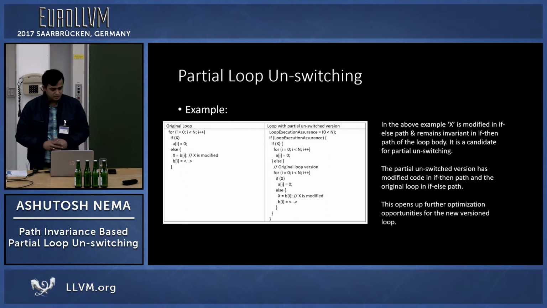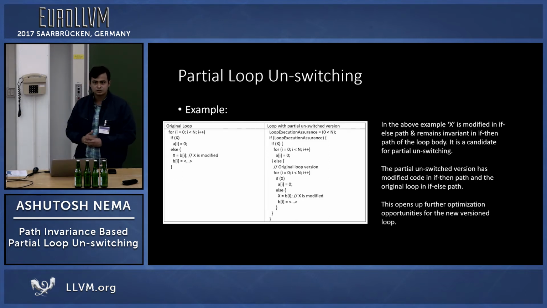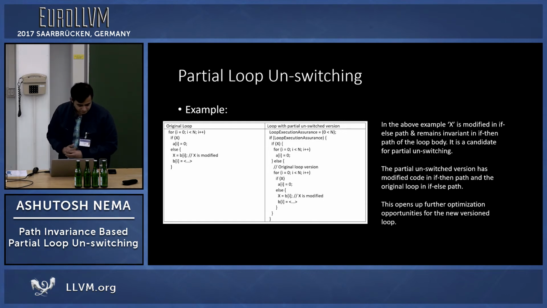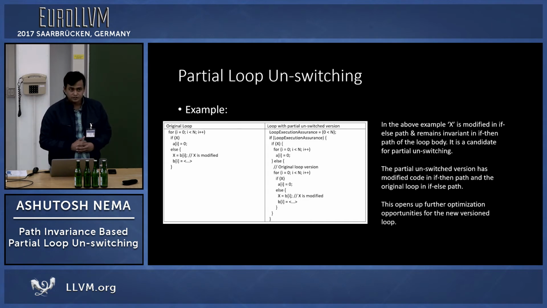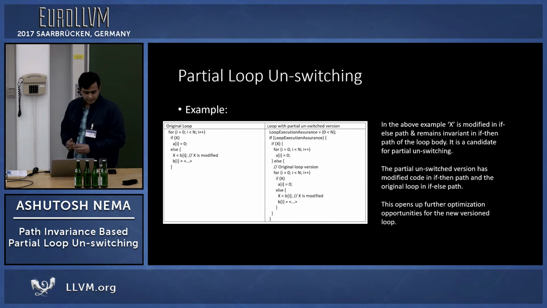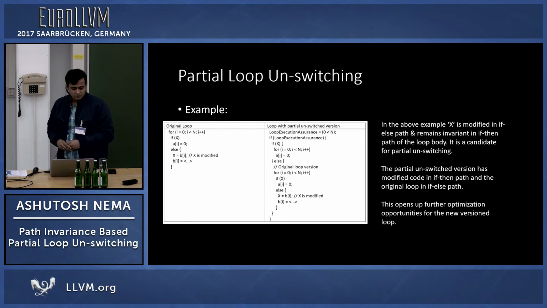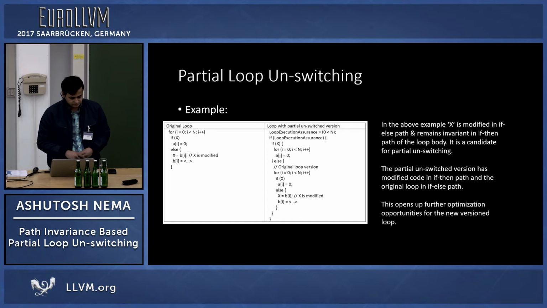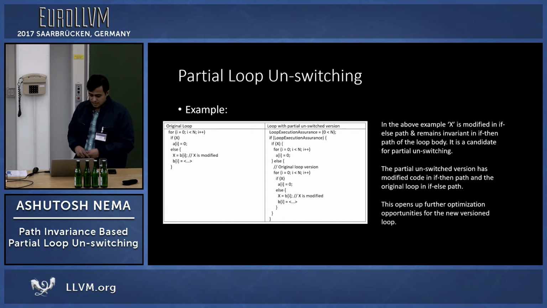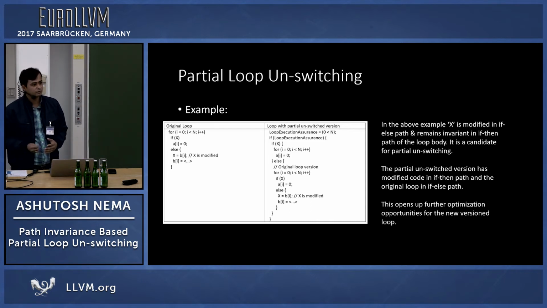So here is one example. In this example, there is a loop iterating from 0 to n, and there is a condition if x. When this condition is true, it does a[i] equal to 0. When this condition is false, it updates the induction and the condition variable, and it sets b[i] equal to something. Here, one thing we can deduce is that in the if-then path, x is not getting modified. If it is not getting modified, it is a candidate for partial loop unswitching.